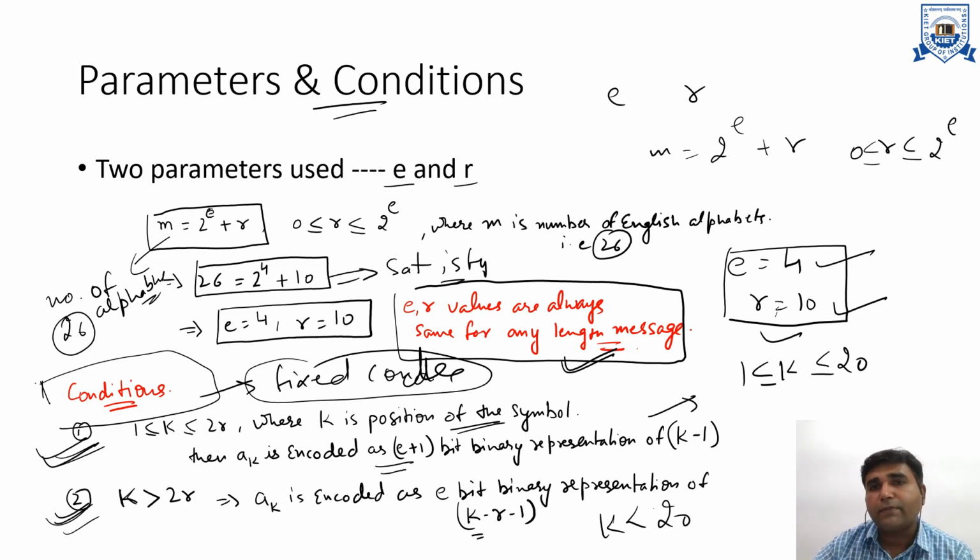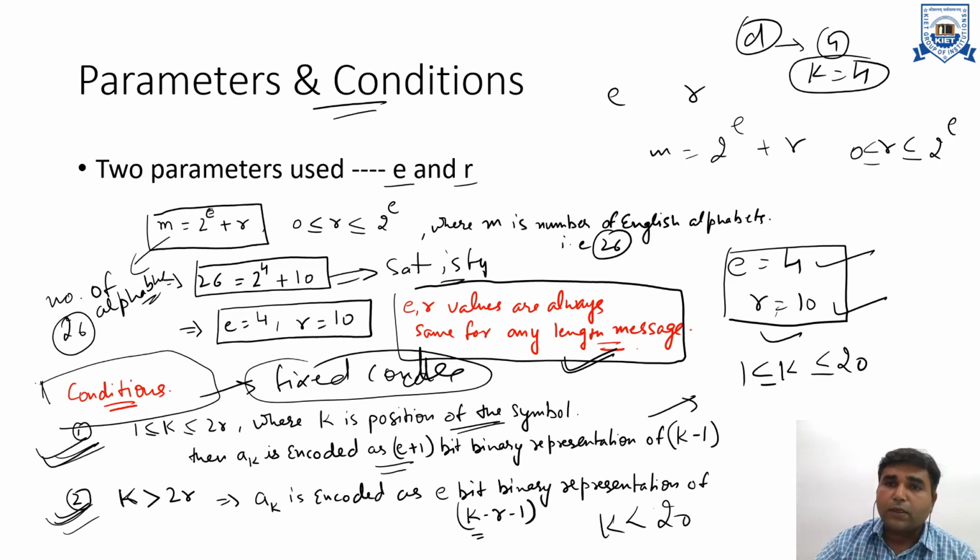Suppose we have a symbol like D. In the alphabet A, B, C, D up to Z, the position of D is 4, so the value of k equals 4. Now check the condition. When k equals 4, which condition will be satisfied, the first or the second? The first condition will be satisfied, because 4 is greater than 1 but less than 20. If the value of k is 21, 22 or up to 26, then we will consider the second condition.